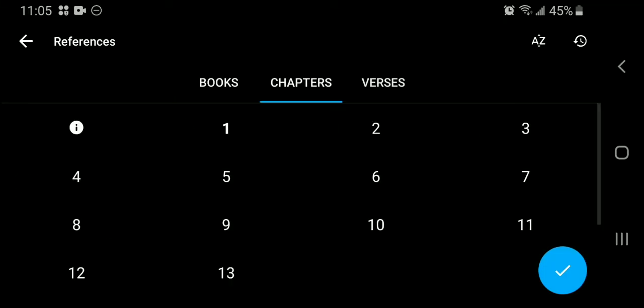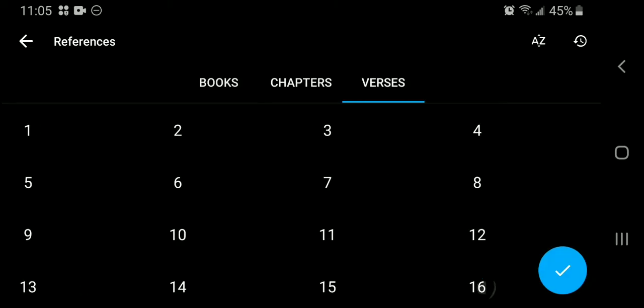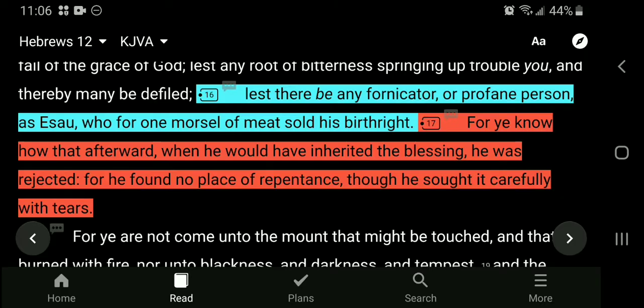All right, where's Hebrews? This is Hebrews 12 and 16. And it reads, lest there be any fornicator or profane person, profane meaning outside the temple, as Esau, who for one morsel of meat sold his birthright. For ye knew how that afterward, when he would have inherited the blessing, he was rejected, for he found no place of repentance, though he sought it carefully with tears. So this dumbass sold his birthright for some raw stinking meat.